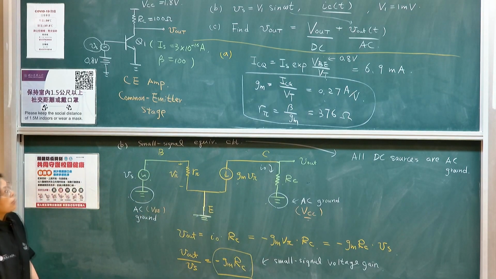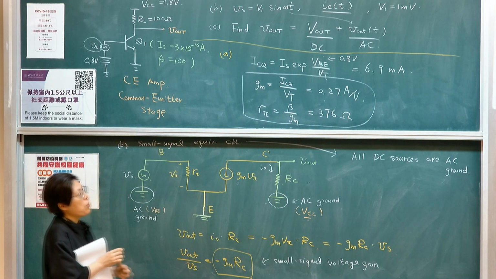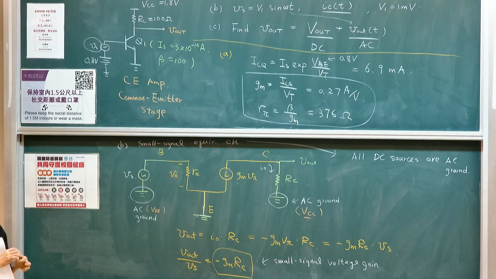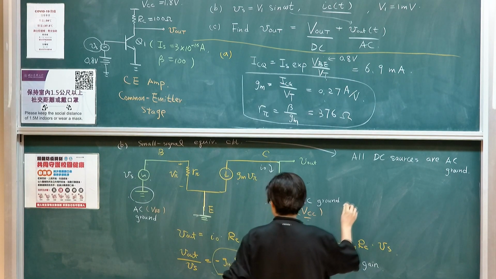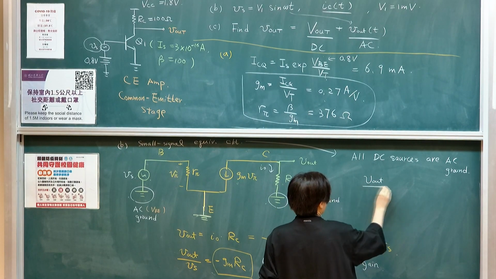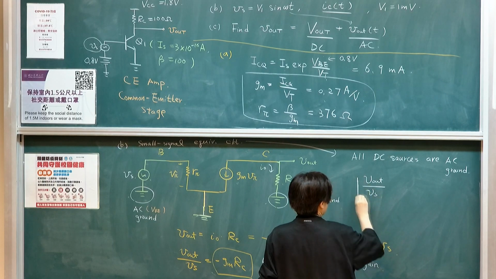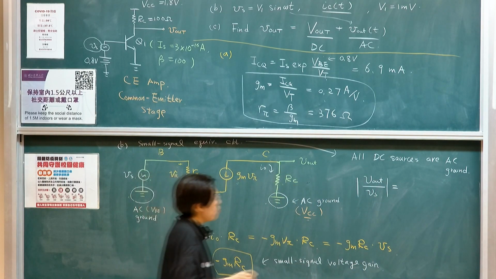I'm moving a little fast, so we're already coming to part C, because this is what you get. Your output and input relationship would then be amplified by a factor of gm RC, right? So what is gm? Let's find out the gain. How much gain do we get? The absolute value of the gain is gm RC.